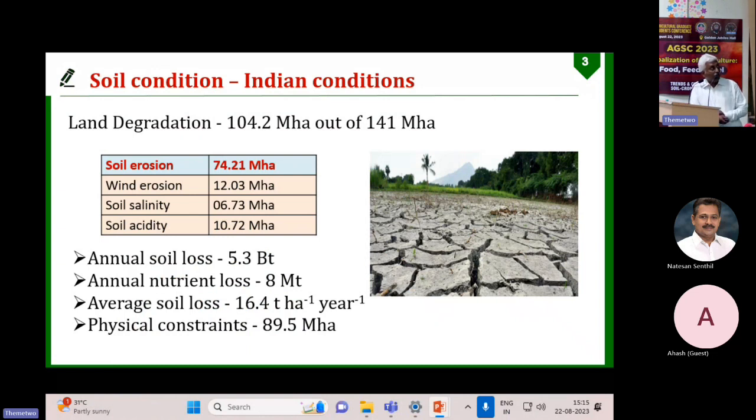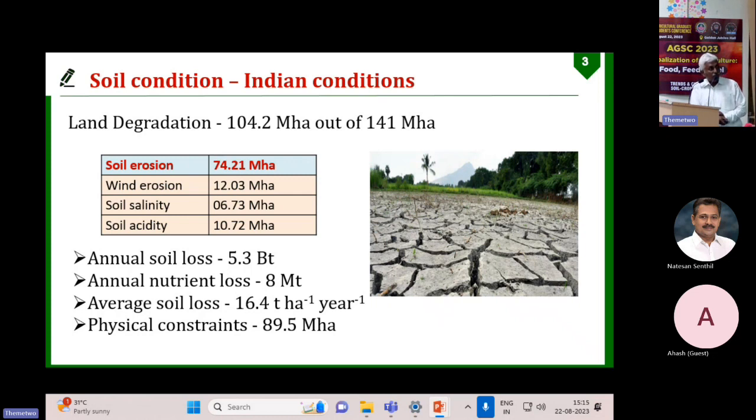This is another situation wherein the activities of agriculture have resulted in land degradation, mostly in the forms of water erosion, wind erosion, salinity, and soil acidity, ultimately threatening 1.104 million hectares out of 141 million hectares as problematic situations. This has resulted in a loss of soil to an extent of 5.3 billion tons and a nutrient loss of 8 million tons, and the average soil loss, which most of you know very well, is 16 tons per hectare per year.